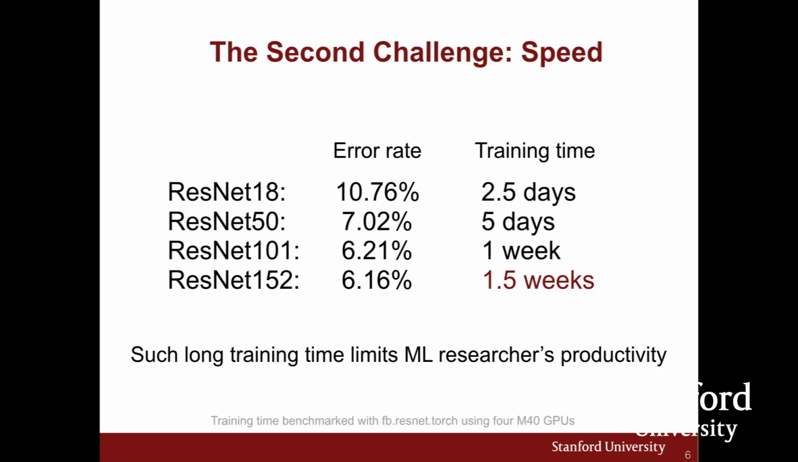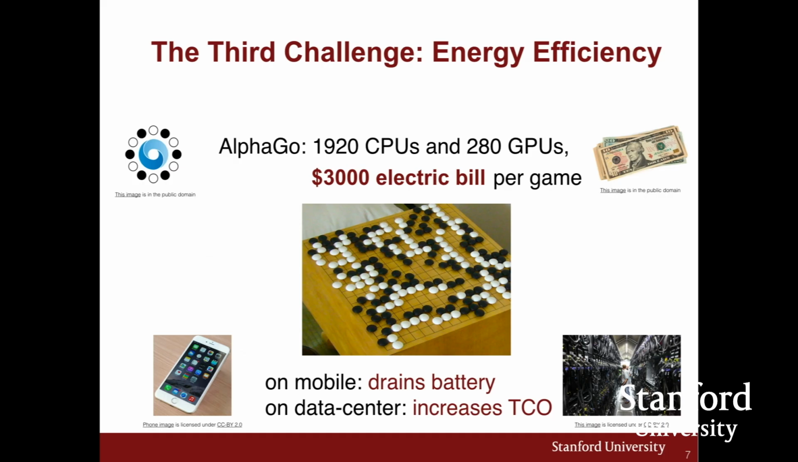The second challenge for those large models is that the training speed is extremely slow. For example, ResNet-152, which is actually only less than 1% more accurate than ResNet-101, takes 1.5 weeks to train on 4 Maxwell M40 GPUs, which greatly limits us, whether we are doing homework or researchers designing new models, and makes progress pretty slow.